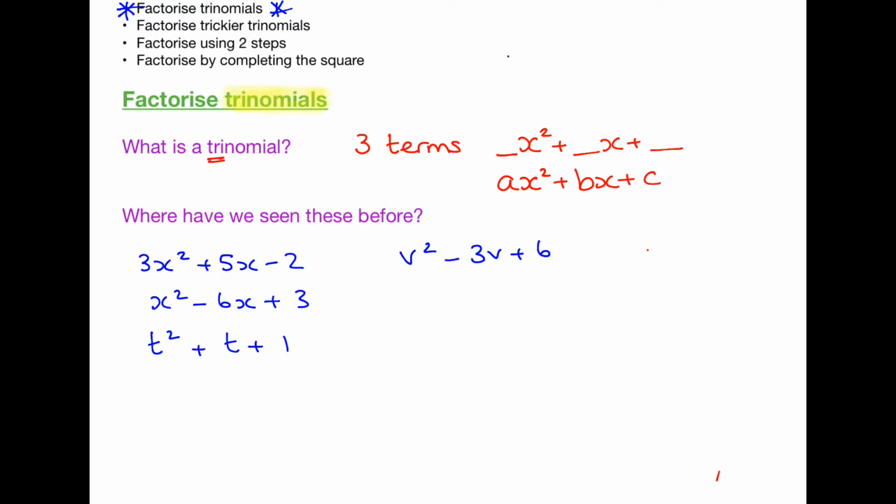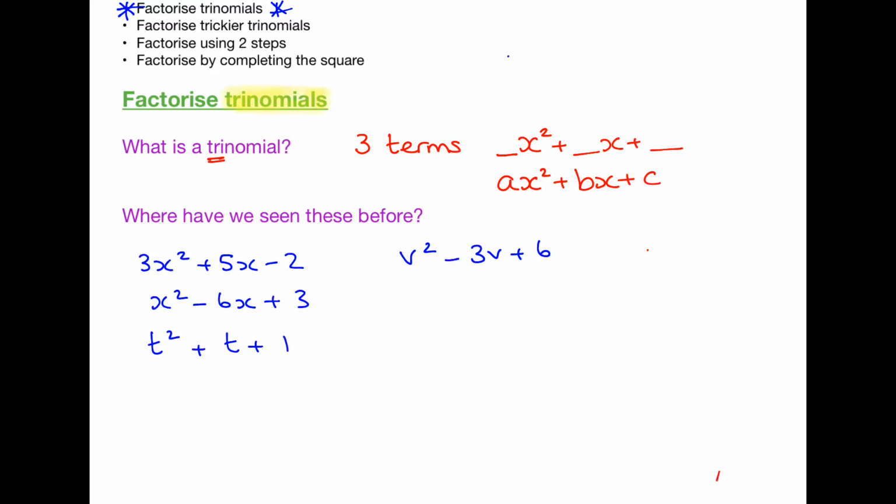So you can see in each of these examples, we've got 3 terms, and we've got a squared term, and then the plain letter, and then a number on the end. So squared term, plain letter, number on the end. Okay, so that's what makes us see we've got a trinomial. Squared term, plain letter, number on the end.